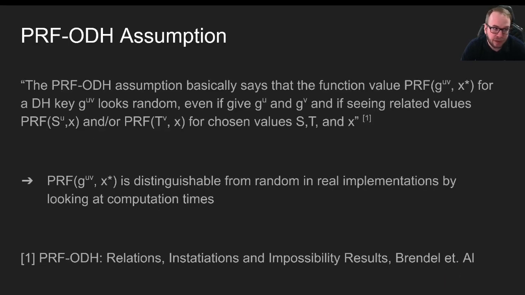So what is the PRF-ODH assumption? The PRF-ODH assumption basically says that the function value PRF(g^(uv), x) for a DH key g^(uv) looks random even if given g^u and g^v, and even if seeing related values of PRF(S, u, x) and/or PRF(T, v, x) for chosen values S, T and x. So basically what this means is that you cannot distinguish if you ran the PRF on the specific shared secret or on a random value.